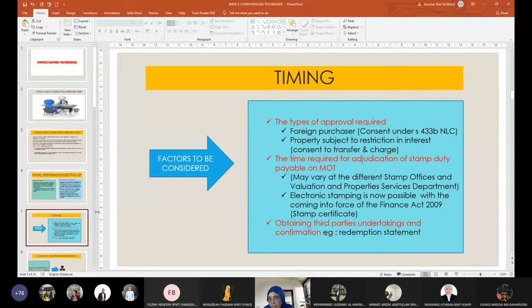Likewise, you look at whether your client is a foreigner or local. If a foreigner, you need to get another consent. So there is another consent that you have to wait for. So these are all factors that you need to take into account when you do the drafting, and also when you estimate the time frame for the completion of the transaction.